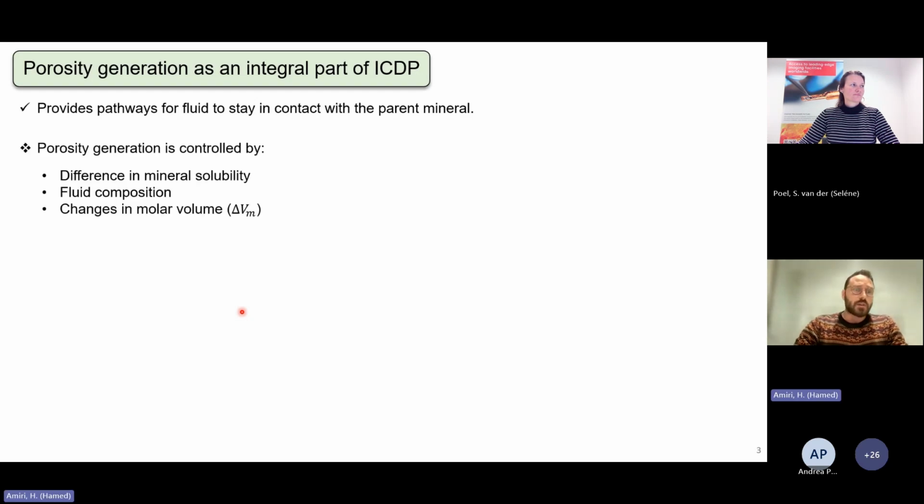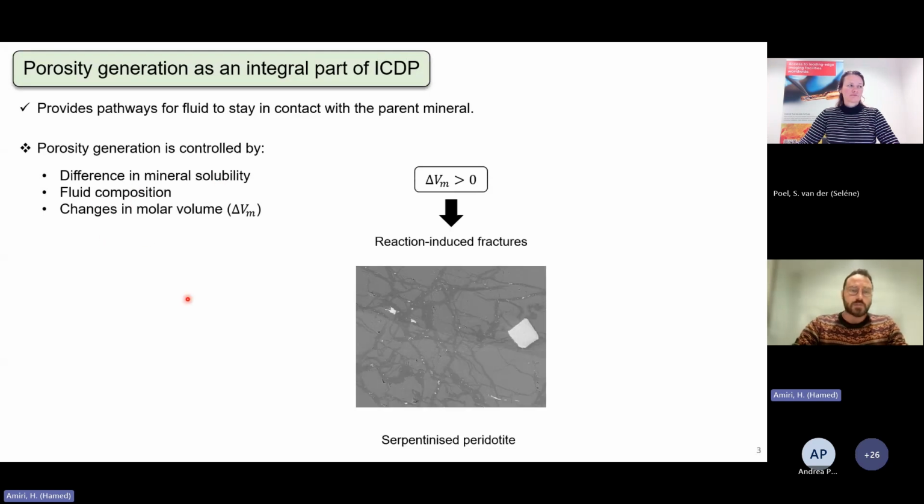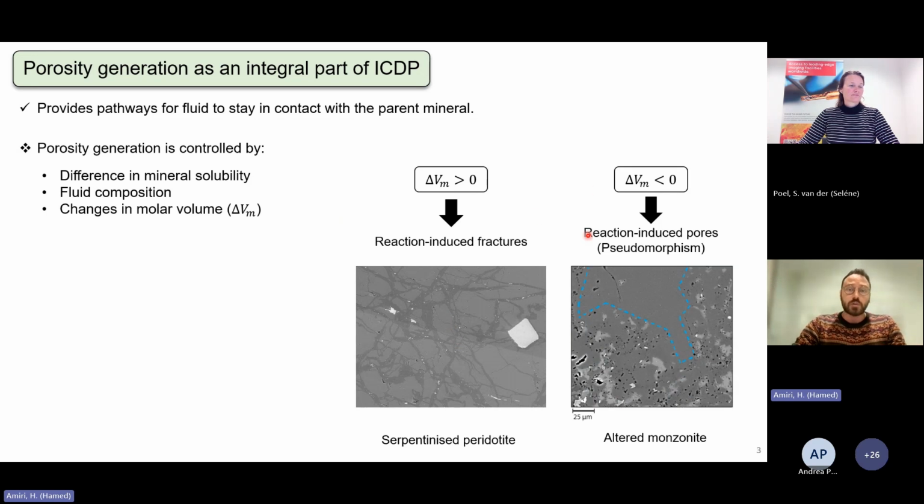And it depends on several factors, for example, difference in mineral solubility, fluid composition, and changes in the molar volume. For example, if you have a positive change in molar volume, then you will have porosity in the form of induced fracture. And if you have a negative molar volume change, which means that the product phase has less molar volume than the parent phase, then you can generate reaction-induced pores, which is the case in pseudomorphism, for example.